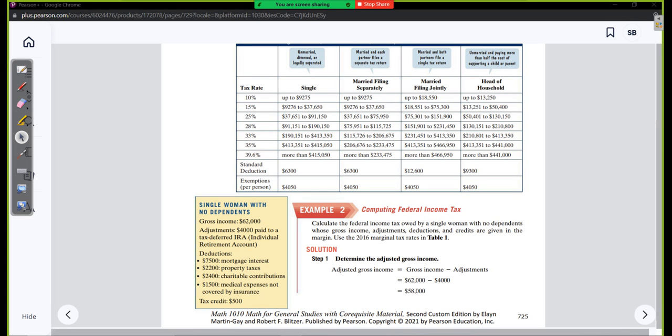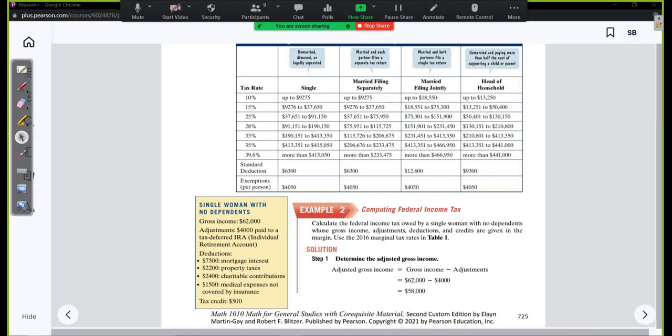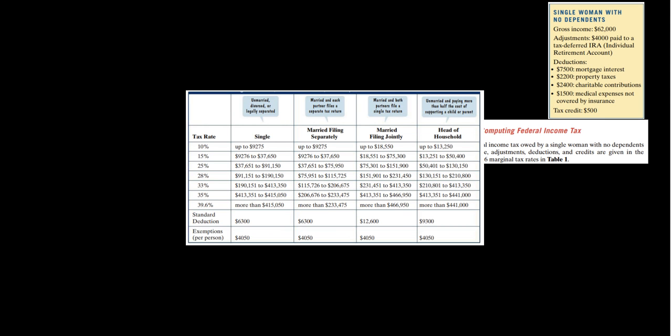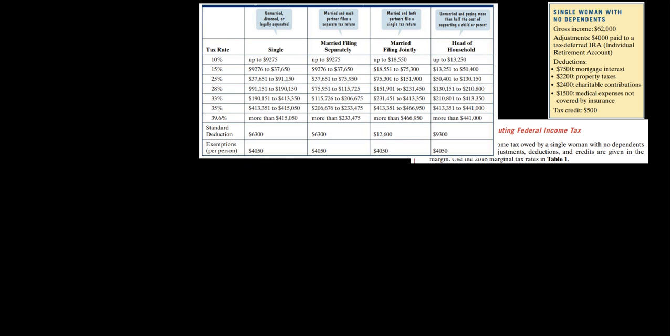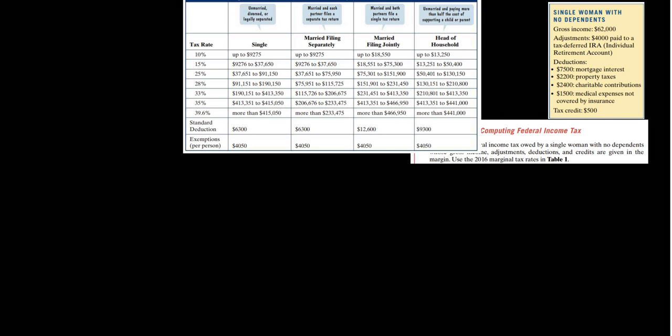Alrighty. So calculate the federal income tax owed by a single woman with no dependents, whose gross income, adjustments, deductions, and credits are given in the margin. Use the 2016 marginal tax rates. All right, so we have to use the marginal tax rates, which are given in the, maybe I can put that. Let's see if we can't snip this chart for a third time. That way I don't have to go back and forth, especially if you do actually look at the notes. We'll put it up here, maybe make it a little smaller.